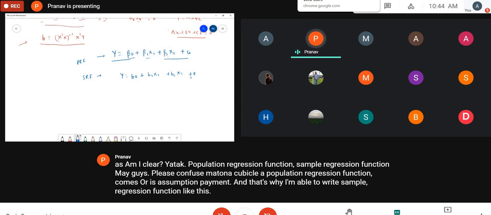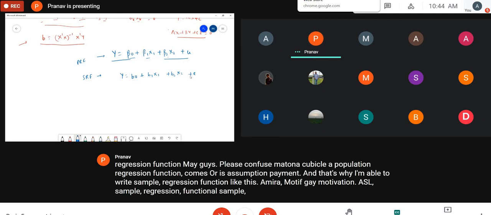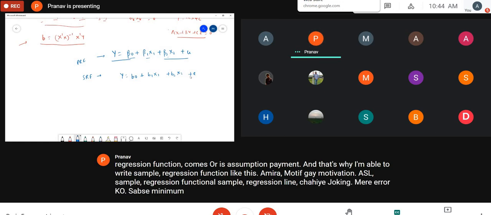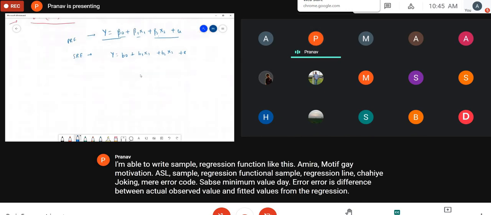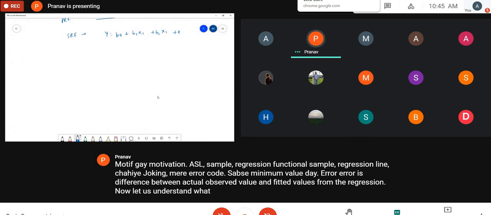अब मेरा मोटिव क्या है? मेरा मोटिव है कि मुझे ऐसा सैंपल रिग्रेशन फंक्शन और सैंपल रिग्रेशन लाइन चाहिए जो कि मेरे एरर को सबसे मिनिमम वैल्यू दे. एरर क्या है? एरर इज डिफरेंस बिटवीन एक्चुअल ऑब्जर्व्ड वैल्यू एंड फिटेड वैल्यूज फ्रॉम द रिग्रेशन. Now let us understand what exactly do I mean by this.